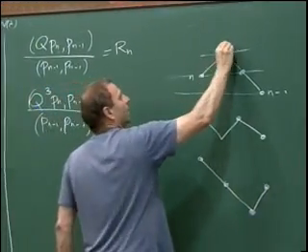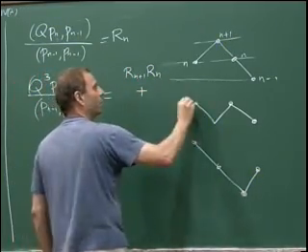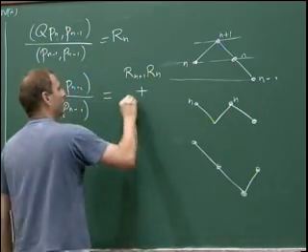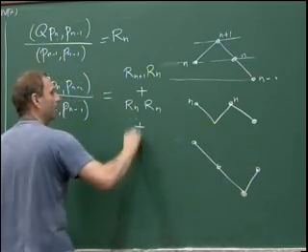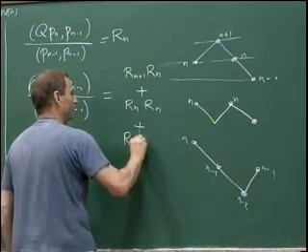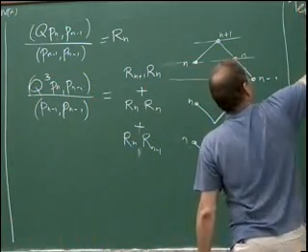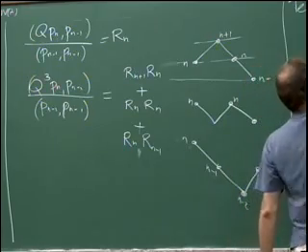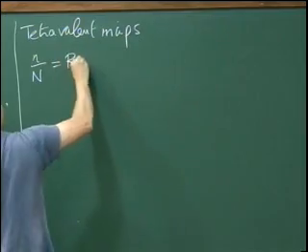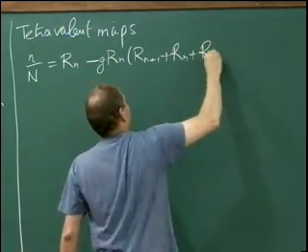So the first contribution will be an Rn plus 1 times an Rn, plus second contribution will be an Rn times an Rn, and the third contribution, n minus 1, n minus 2. Okay, so it's Rn times Rn minus 1. Okay? So in particular, in the case of tetravalent maps, what we get is this minus g times this. Okay? So for the tetravalent maps, we get n over n is Rn minus g times Rn, Rn plus 1 plus Rn plus Rn minus 1.